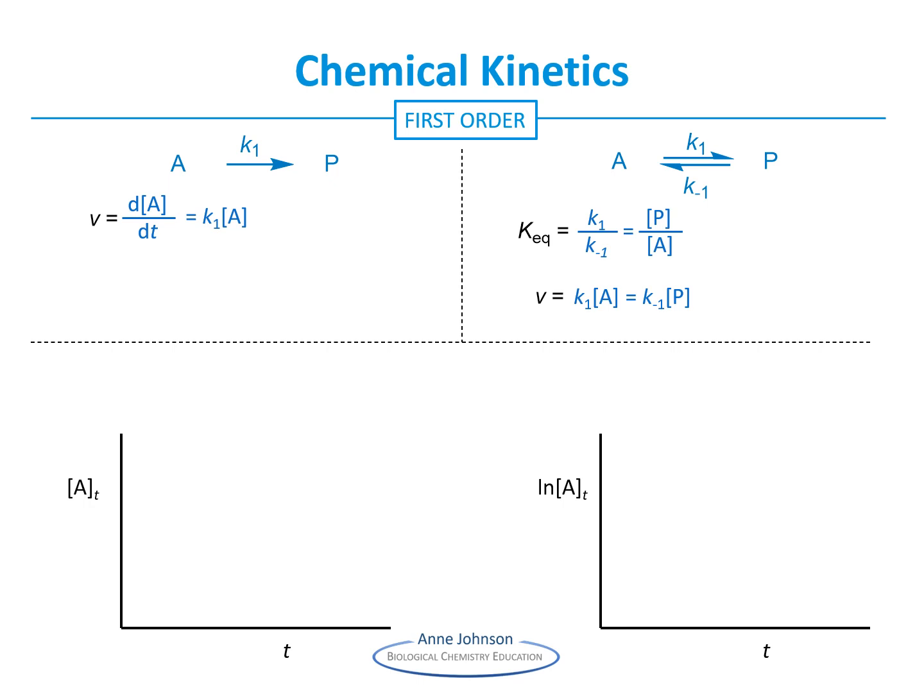If we plot the change of substrate concentration as a function of time, we get a curve. It is really difficult to get accurate kinetic data from curves like this without a curve-fitting program. However, if we plot the natural log of A as a function of time, we get a straight line with a slope of minus K1.